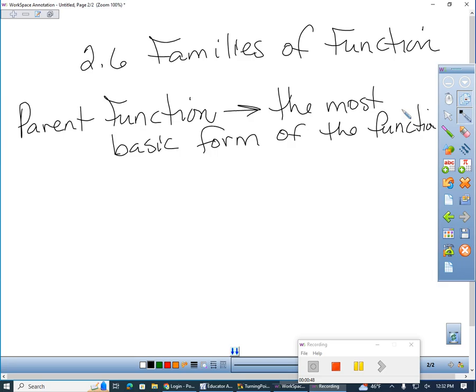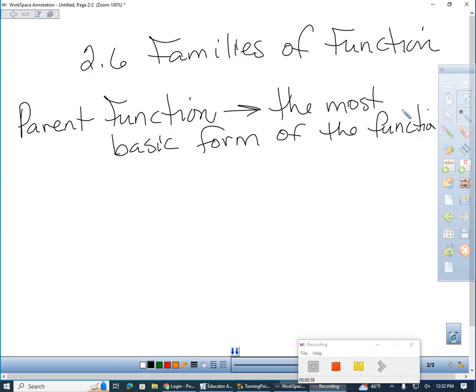We're either going to move the basic form up, we might move it down, we might move it to the right, we might move it to the left, we could stretch it, we could compress it, could flip it around, do lots of different things with it. Okay, so that's the idea. All those other options work off of the parent function. So here's where we're going to start today.